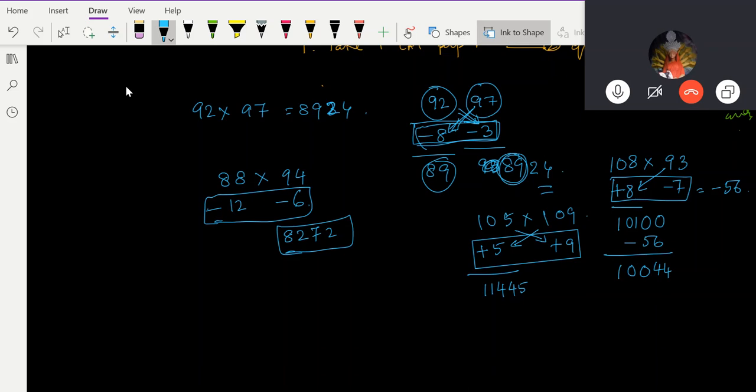Got it? Yes, got it. Yes, sir. So these are cases when the numbers are close to 100. Okay? When the numbers are close to 100, either on the negative side or on the positive side.